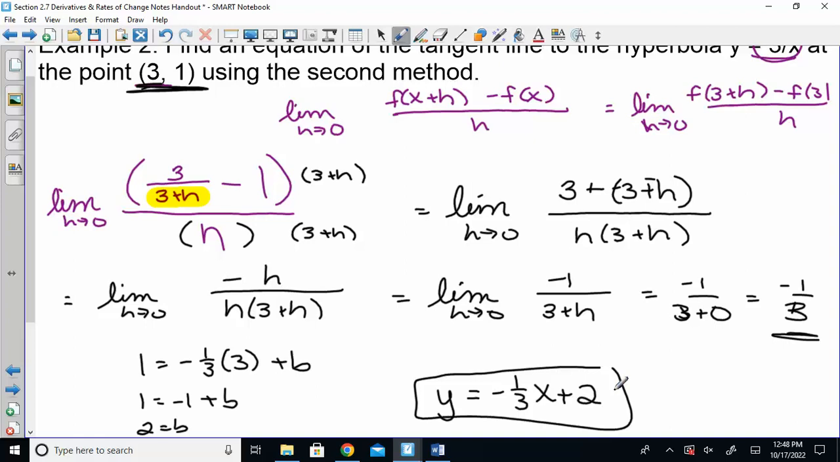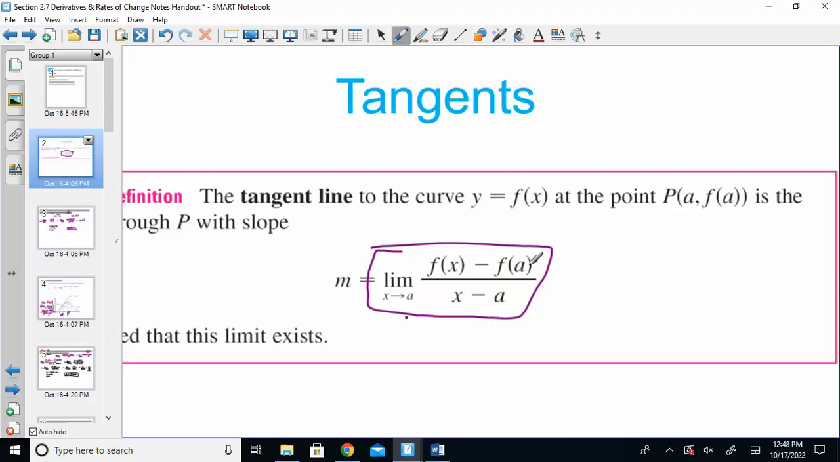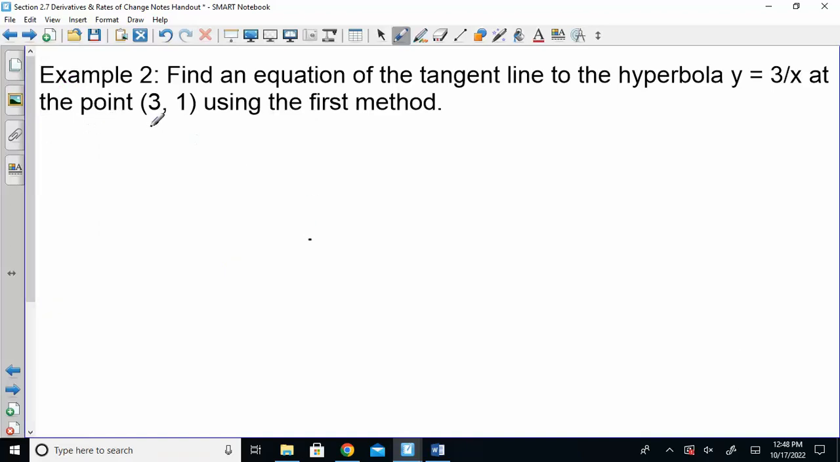I wanted to work the same problem the other way just to show you two different calculations, but they are the same thing, just different. They look different, but mathematically it's equivalent. So we're going to redo this problem, but we're going to do it the way we did the first one, using f of x minus f of a over x minus a. Or if we just think of it as 2 points.